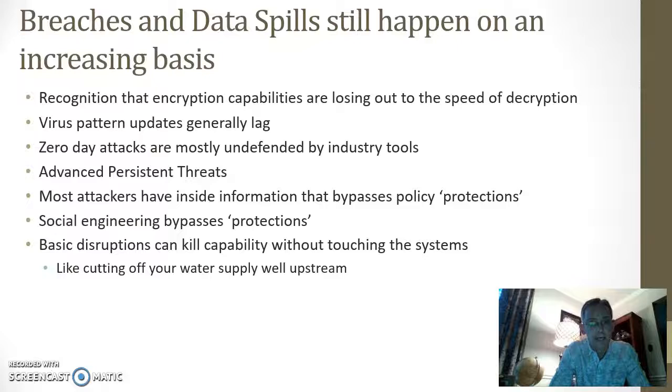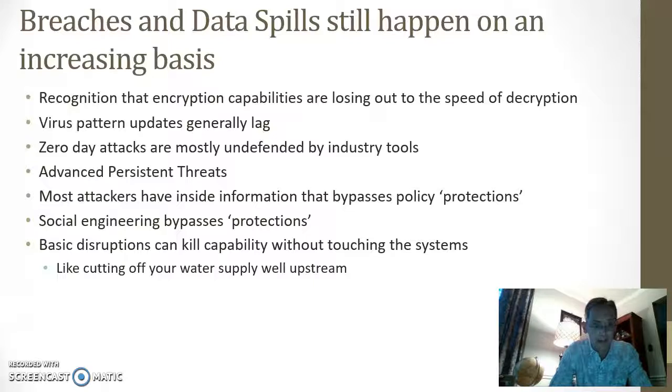But breaches and data spills, meaning data that gets outside of a system that it shouldn't be on, or gets onto a different system than the one it's supposed to stay on, are happening on an increasing basis because of this recognition that encryption capabilities are being outpaced by the speed of decryption capabilities. So our companies are trying to encrypt things faster, but people are figuring out how to get through those faster. The hardware processing ability is giving the bad guys a leg up.